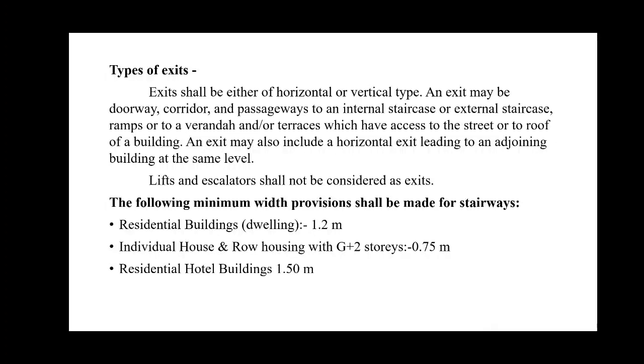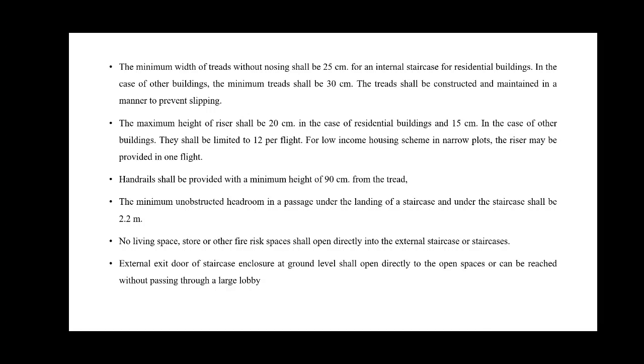Now, the following minimum width provision shall be made for the stairways. The residential buildings should have a minimum width of 1.2 meters. Individual house or a row house with G plus 2 stories, the minimum width of the stairway will be 0.75 meters. If it is a residential hotel building, then the minimum width of the stairway will be 1.5 meters.